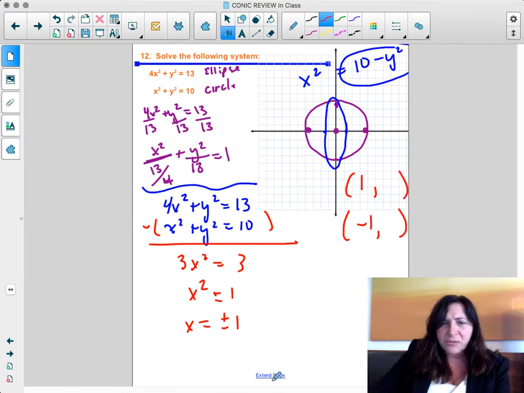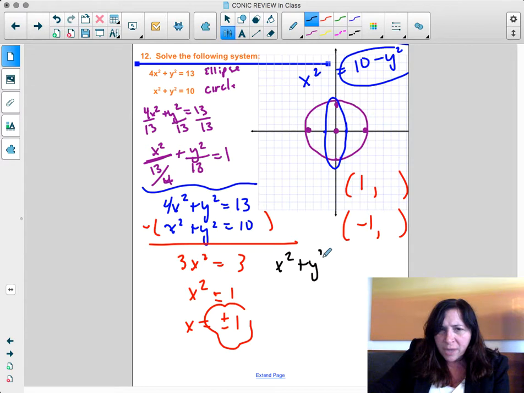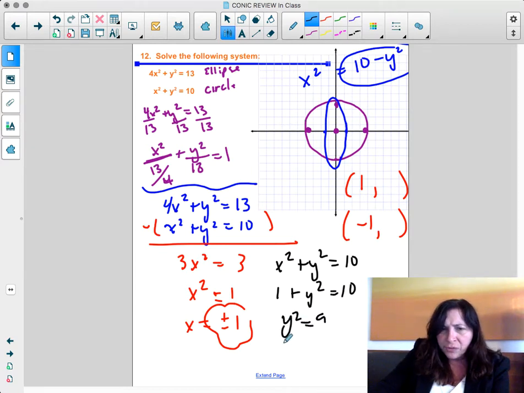Okay, now to find the other values, I need to plug 1 into the other equation. So go back up to the top. What do we plug? Pick 1. It doesn't matter which. I'm going to pick this one. X squared plus y squared equals 10. So 1 squared is 1 plus y squared equals 10. Subtract 1. Y squared equals 9. Square root both sides. I get y equals plus or minus 3.